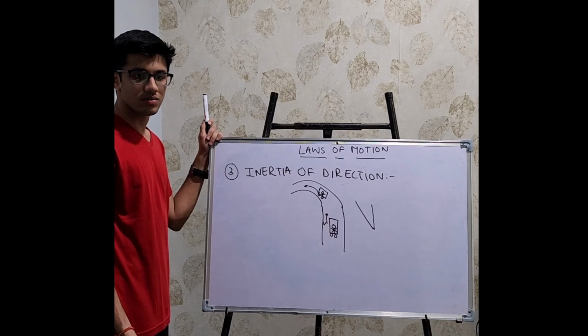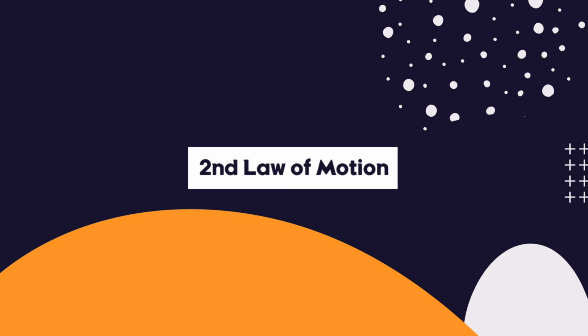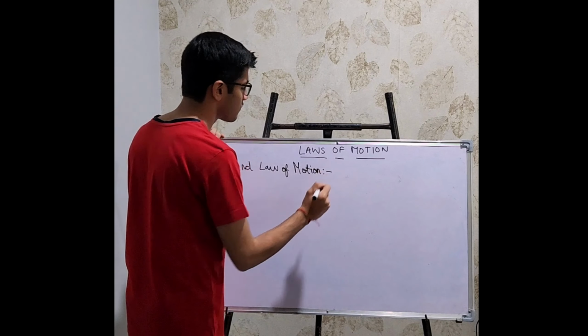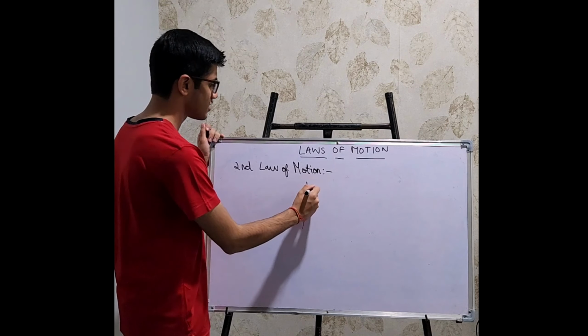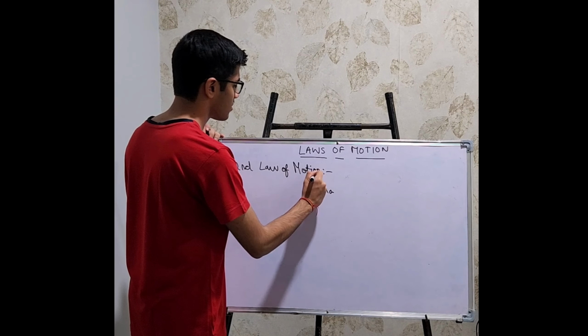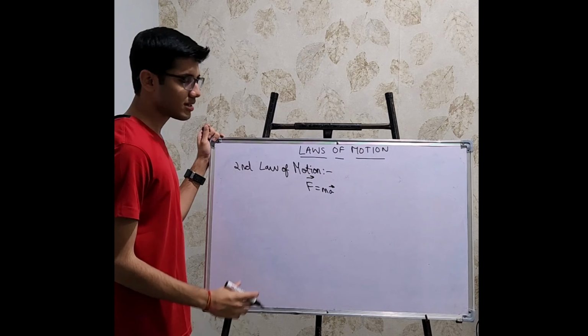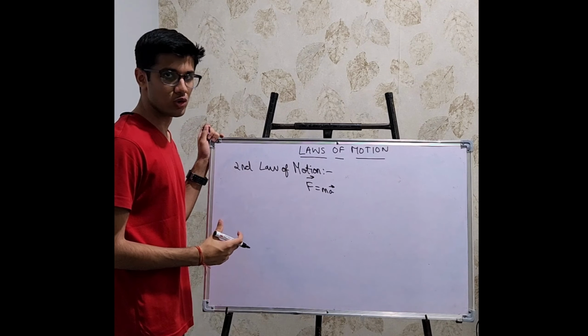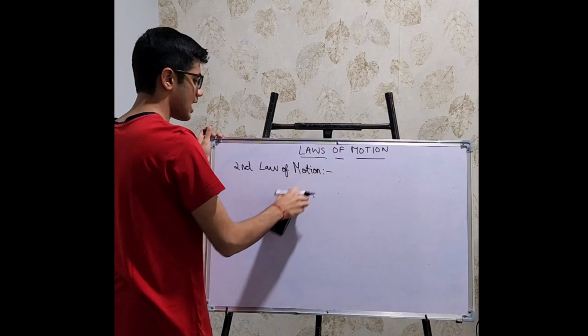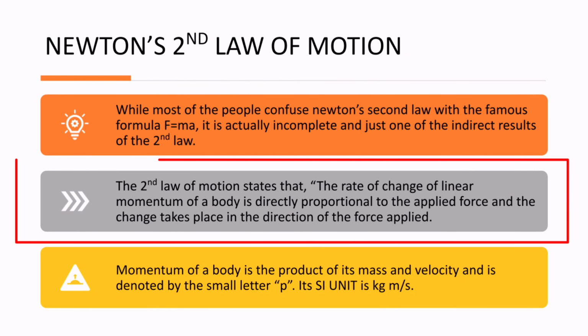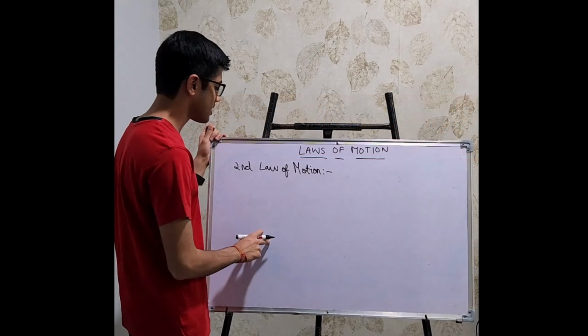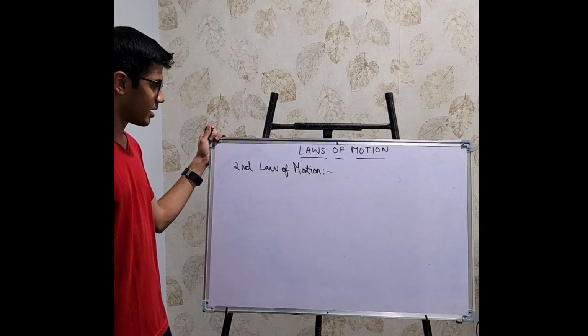Let us move on to the second law of motion. Many people confuse the second law of motion with F is equal to ma. However, this is correct, but again it is actually incomplete. So let us understand the complete meaning of the second law of motion. The second law of motion states that the rate of change of linear momentum of a body is directly proportional to the applied force, and the change takes place in the direction of the force applied. To understand the second law of motion, we need to understand what is momentum.